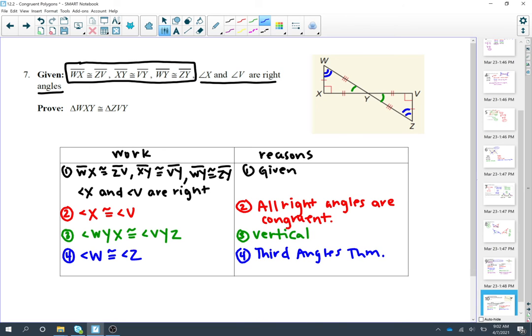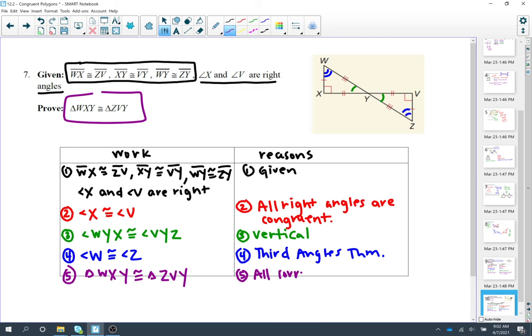So now I've shown in step 1, all 3 sides are congruent. In steps 2, 3, and 4, all 3 angles are congruent. So now in step 5, we can conclude that triangle WXY is congruent to triangle ZVY, and the reason is all corresponding parts are congruent.